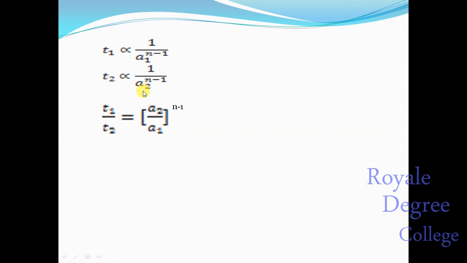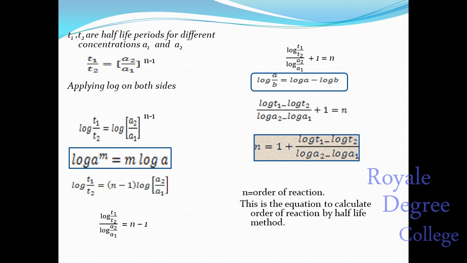We are dividing these equations, so the next equation will be t1 by t2. See here, it is equal to a2 by a1 to the power n minus 1. So t1, t2 are half-life periods for different concentrations a1 and a2. So t1 by t2 is equal to a2 by a1 to the power n minus 1. Applying log on both sides, we can write the equation like this: log t1 by t2 is equal to log (a2 by a1) to the power n minus 1.